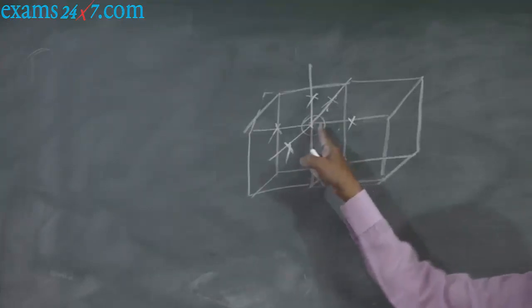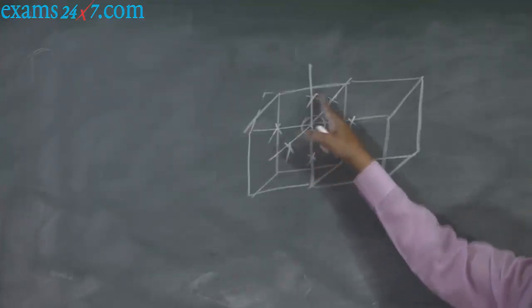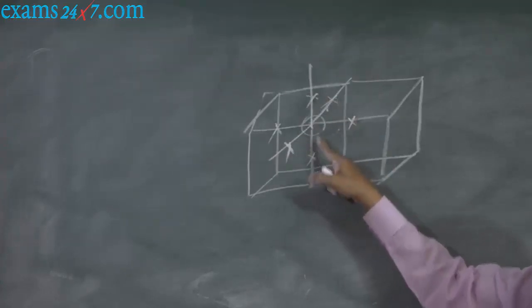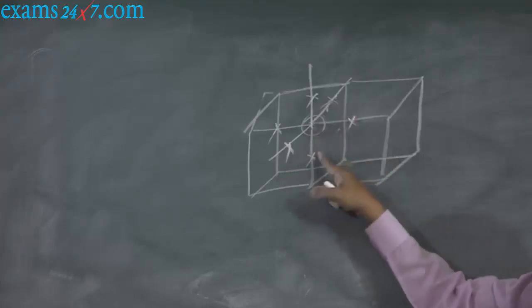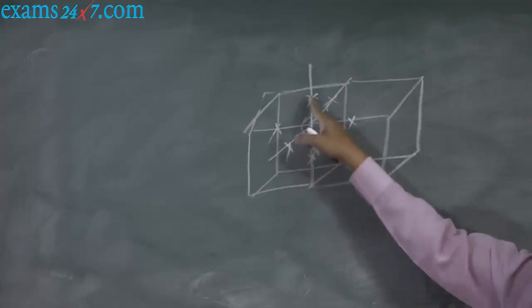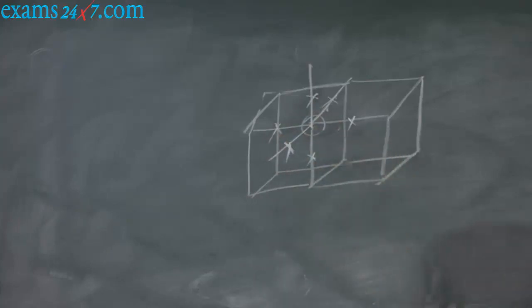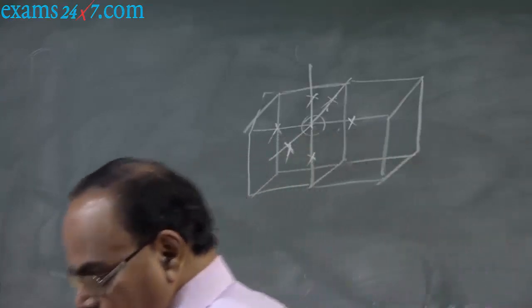So this corner particle is surrounded by 1, 2, 3. This is 1, 2, 3 of the same unit cell and 1, 2, 3 of the neighboring unit cells. Totally how many octahedral voids are there? 6 octahedral voids are there. So every atom is surrounded by 6 octahedral voids and 8 tetrahedral voids.